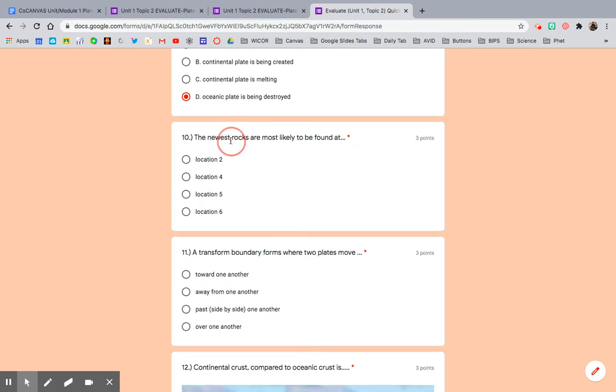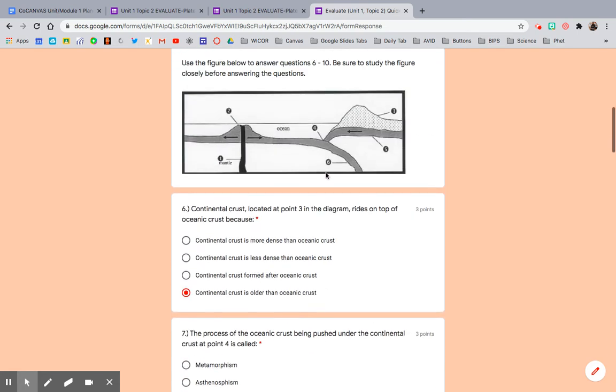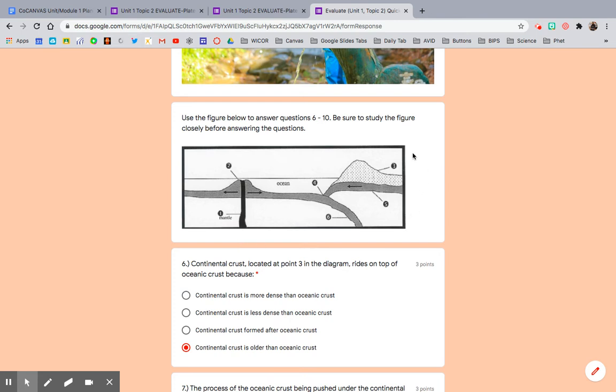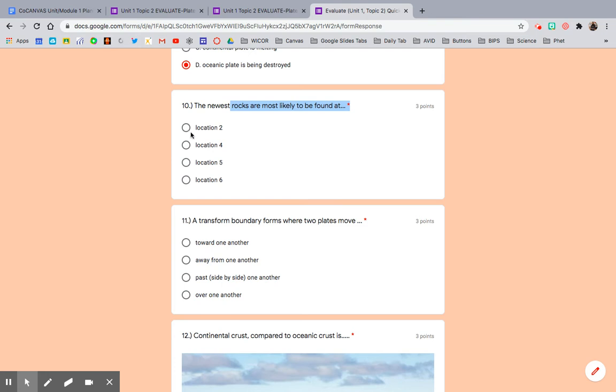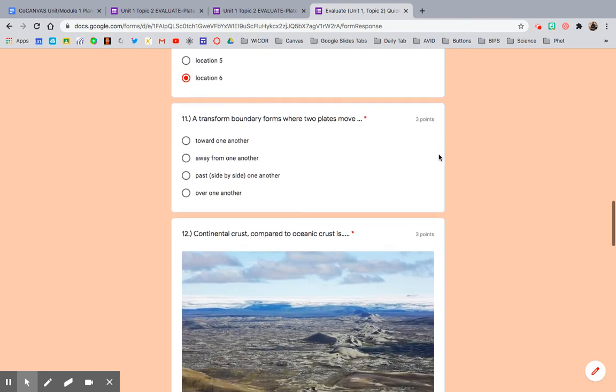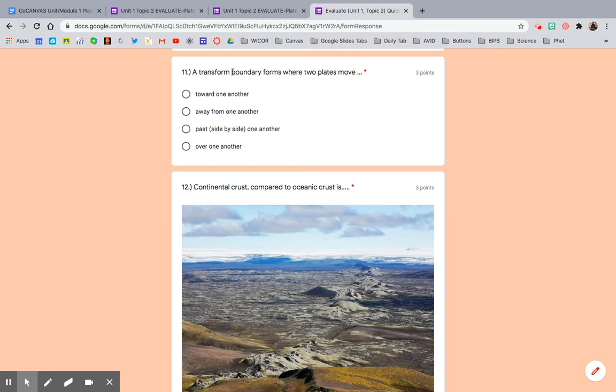So use your test taking strategies. Number 10, the newest rocks are found where? 2, 4, 5, or 6. The newest rock. So you need to look at this diagram. Is it found here at 2, here at 4, here at 5, or here at 6? New rock. 2, 4, 5, or 6. And remember, I'm just picking the last one for all of them.